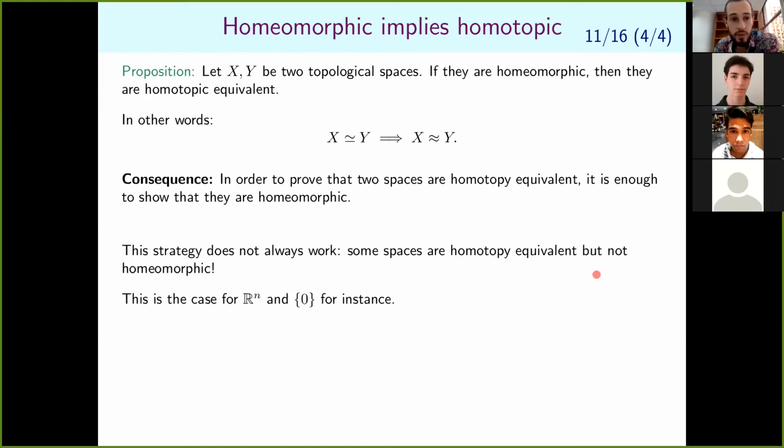Now, some spaces are homotopy equivalent, but not homeomorphic. A simple example is the space Rn and the point 0. We've seen yesterday that they are not homeomorphic.